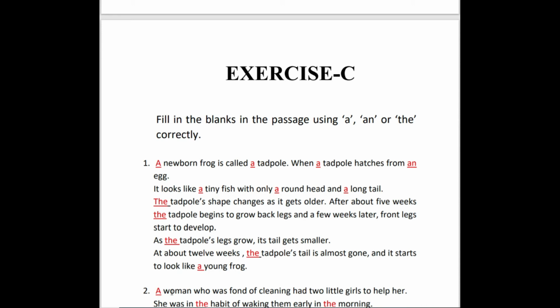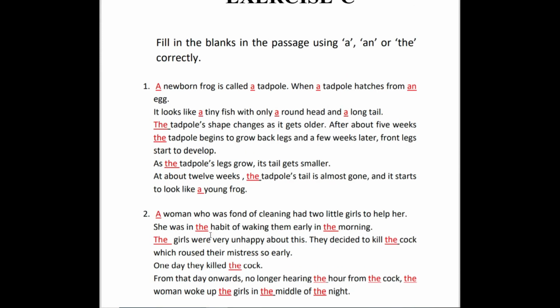Okay, now comes paragraph 2. A woman who was fond of cleaning had two little girls to help her. She was in the habit of waking them early in the morning. The girls were very unhappy about this. They decided to kill the cock which roused their mistress so early. One day they killed the cock. From that day onwards, no longer hearing the hour from the cock, the woman woke up the girls in the middle of the night.